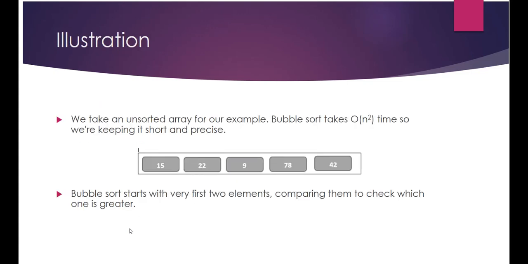Now we are going to discuss bubble sort with an example so that it will be easy for us to understand this concept. Here we are taking an unsorted array. Bubble sort takes O of n square time. That's why I am keeping this example short and precise. Bubble sort starts with the very first two elements, comparing them to check which one is greater. Now we are going to check all elements of the array. Let's start with the first pass.